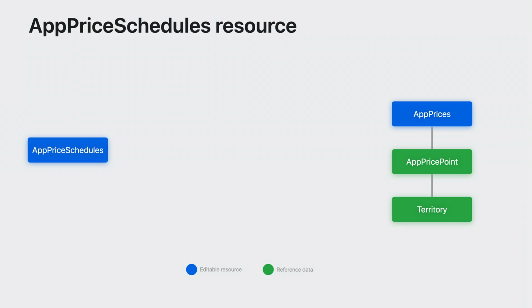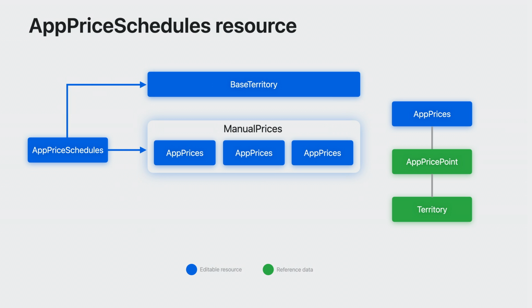Now you know how to read the full price schedule. If you'd like to make changes to your app price schedule, you can update the base territory and the menu prices relationships in the App Price Schedules resource.